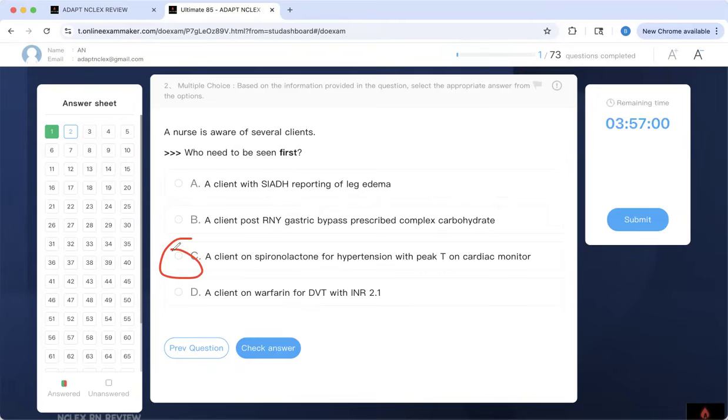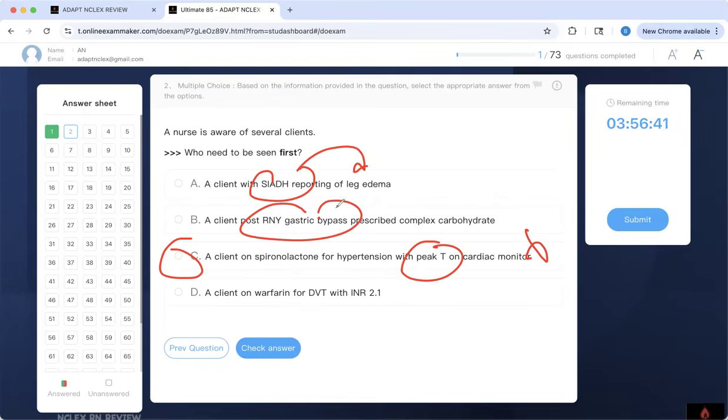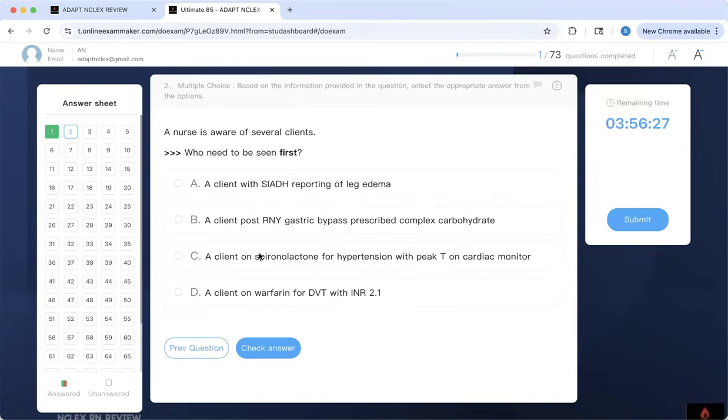Why? If you take spironolactone, you're going to have hypokalemia. If you have hypokalemia, peaked T wave, EKG changing, we have to intervene. If you have SIADH, you're going to have edema. No lung issue, no seizures. Roux-en-Y gastric bypass, you should avoid what? Simple carbohydrate. Otherwise, you have what? Dumping syndrome. This is good. Warfarin, DVT. I want INR to be what? Between 2 and 3, and you are 2.1, you're good. Therefore, C is the right answer.